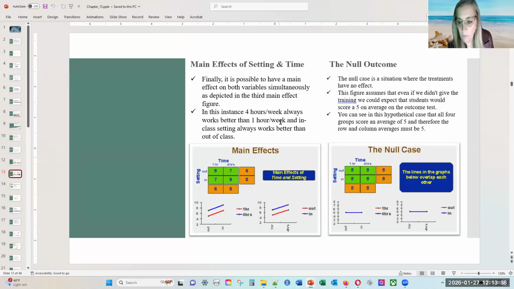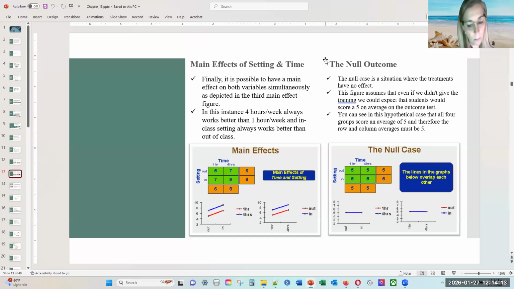Here is what it would look like if you have two main effects. Not only are the lines tilted, but they are also spread apart. So we have higher scores in the in-class setting, as well as more time spent studying. So more time spent studying and in class yielded the highest scores. But there is a significant difference for both factors. So there's two main effects.